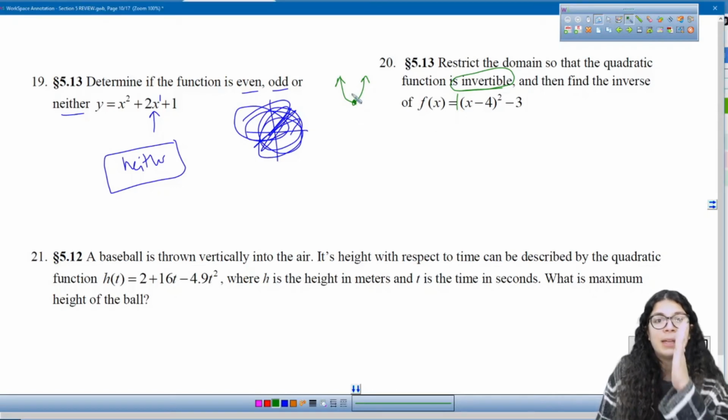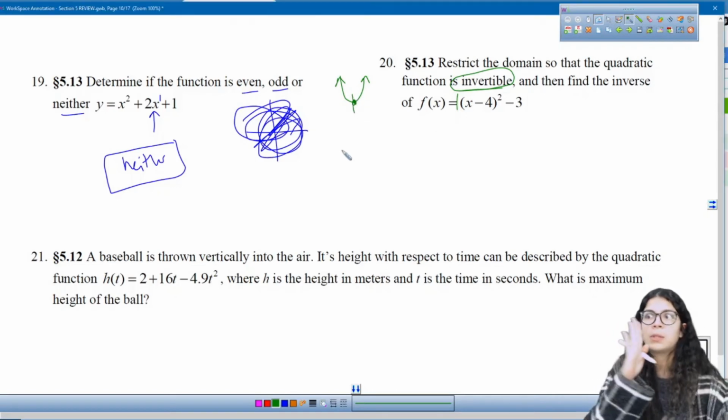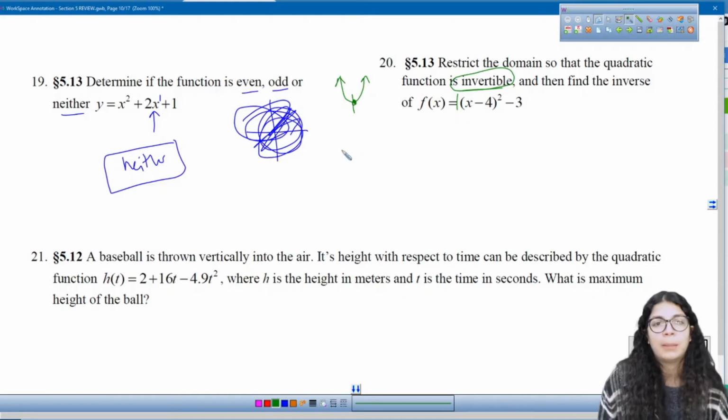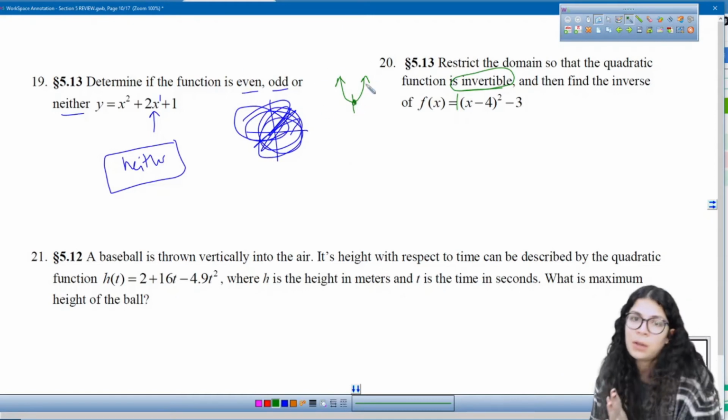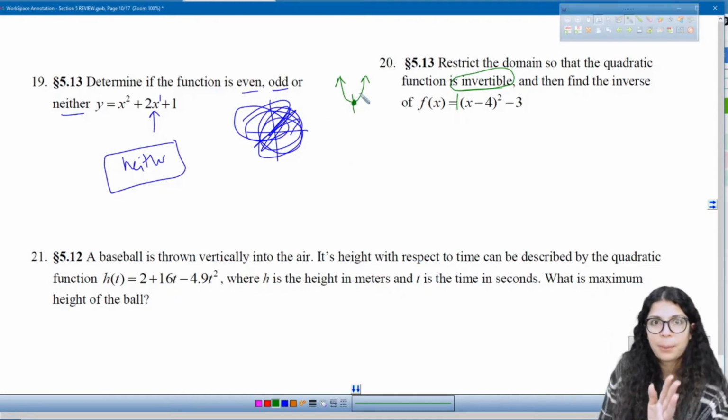What I need to restrict that is the x value of the vertex. Because remember, we want to use either the right side or the left side of the parabola. Either you want to use the decreasing piece or the increasing piece, not both. Half of the parabola only.